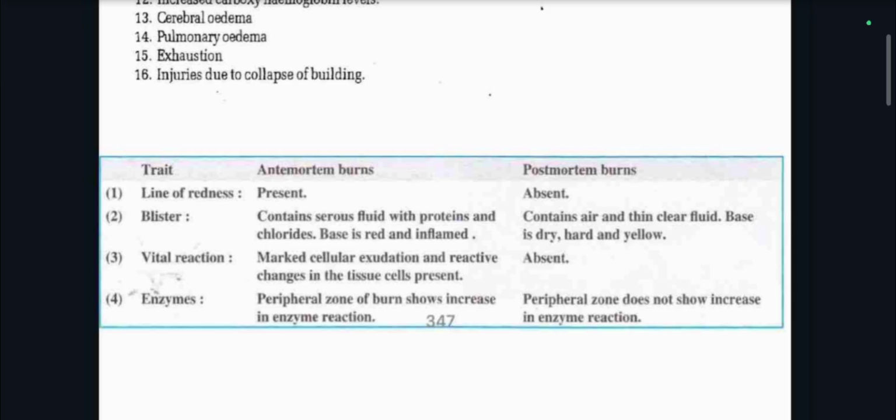So in blister formation, the blister is going to contain serous fluid with proteins and chlorides in a living being, and it is going to contain only clear fluid and air in a dead body. What about vital reaction? I told you earlier, marked cellular exudation and reactive changes in the tissue cells are present in antemortem burns, but those are absent in PM burns. Enzymes: the peripheral zone of the burn shows increase in enzyme reaction in antemortem burns, and does not show increase in enzyme reaction in postmortem burns because the person is dead. So these are the points: line of redness, blister formation, vital reaction, and enzymes.